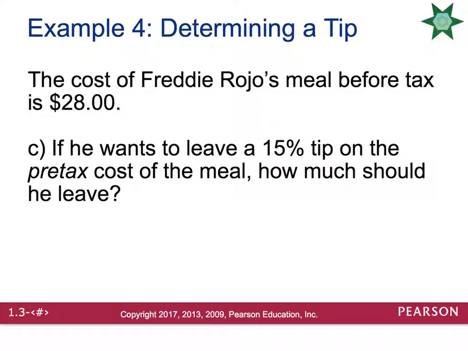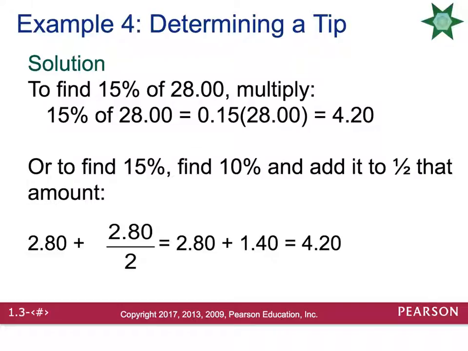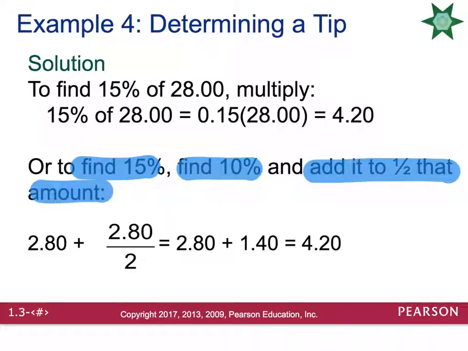Let's say he wants to do a 15% tip on the pre-tax cost. So how much should he leave? We're going to use that 28 because we're talking about the pre-tax. Remember we talked about this in class. To find 15%, find 10% and then add to it half of that amount, because 15% is 10% plus 5%, which is half of that 10%. So we add the 2.80 that we already figured, which is the 10%, and then add 2.80 divided by 2, which is the 5%, so that gives us 15%. So it'd be 2.80 plus 1.40, which gives us 4.20 total. We can do this mentally once we have this down: 2.80 plus 1.40 is 4.20. That would be 15% based on the pre-tax amount of $28.